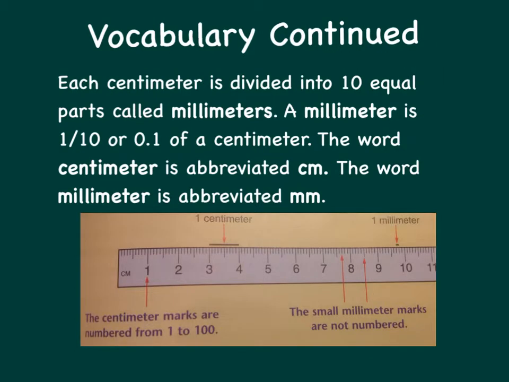More vocabulary: each centimeter is divided into 10 equal parts called millimeters. A millimeter is 1/10, or 0.1 in decimal form, of a centimeter. The word centimeter is abbreviated cm. The word millimeter is abbreviated mm, not to be confused with the candy. Haha.